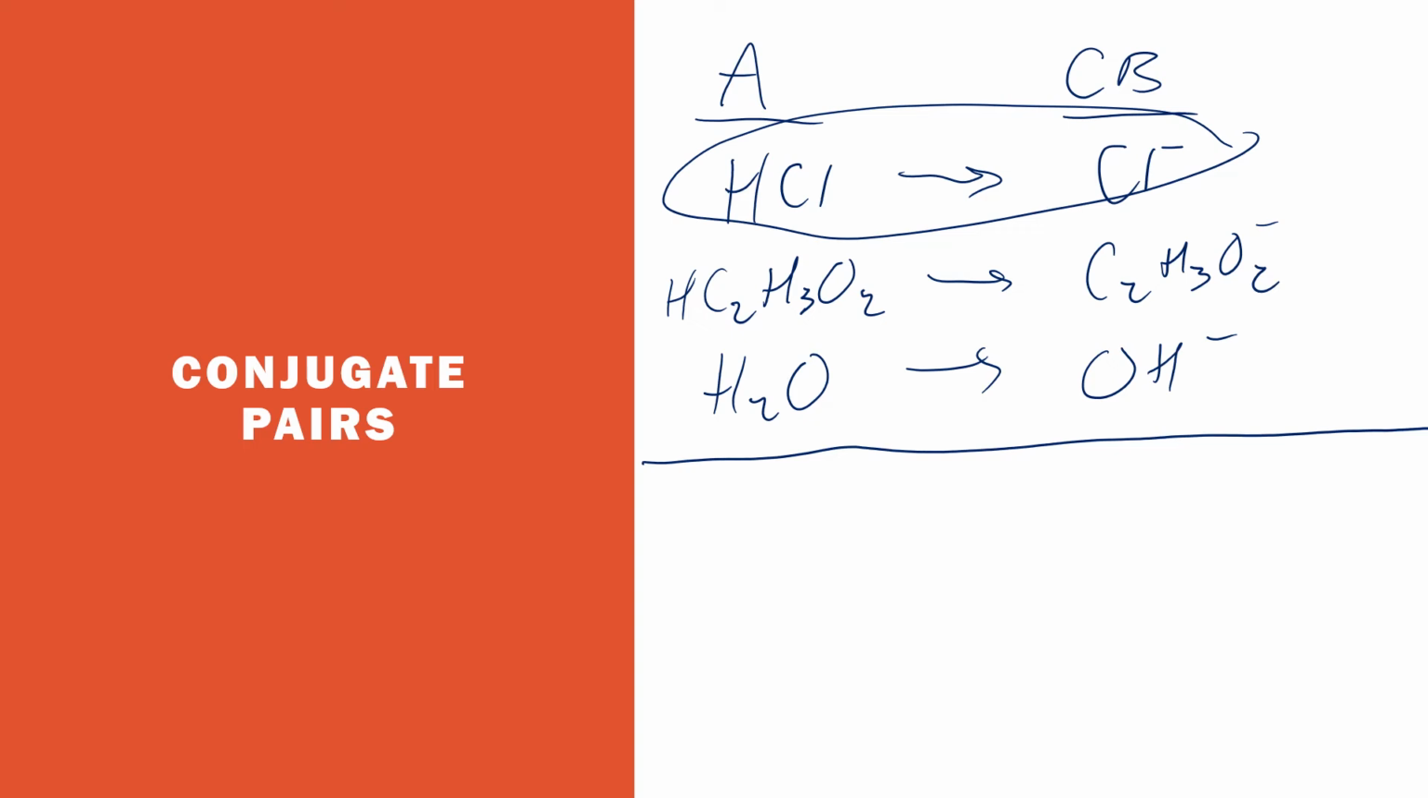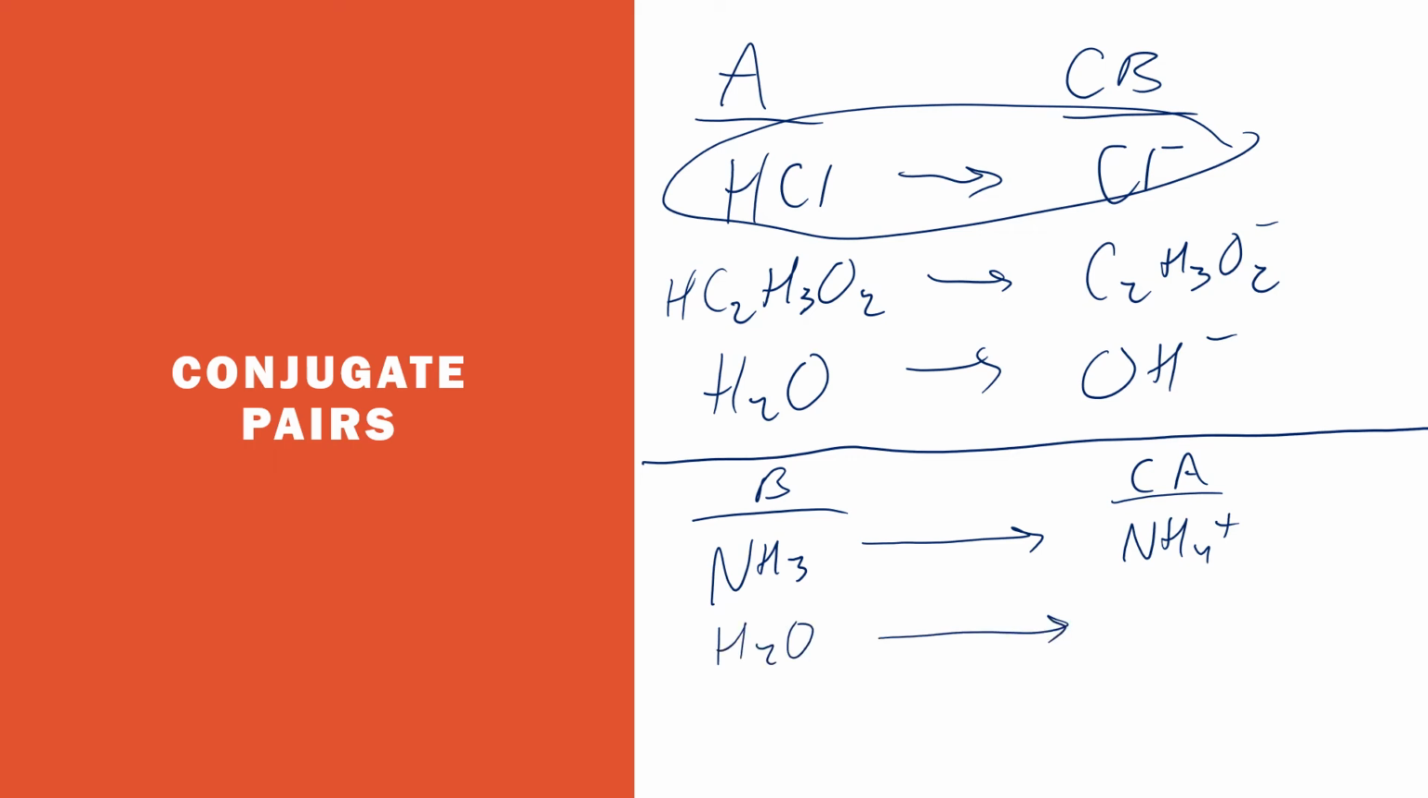Now let's look at some bases. If I have something like ammonia, the conjugate acid is what happens when the base gains a hydrogen. So NH4+ would be the conjugate acid for ammonia. Or if we have water, water can also act as a base. When water gains a hydrogen, it forms H3O+, which is called hydronium.